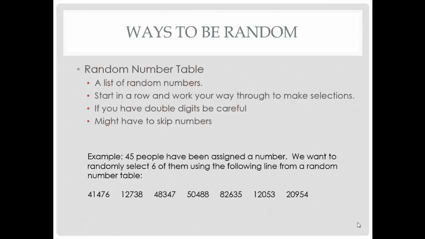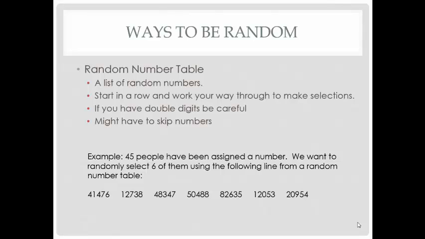Now, ways to be random. One way to be random is to use a random number table. Now, this is a bit outdated with the technology we have today, but this is an older method, but you might still see it. So basically, you start in a row and work your way through to make selections. If you have double digits, you have to be very careful. You might have to skip numbers.